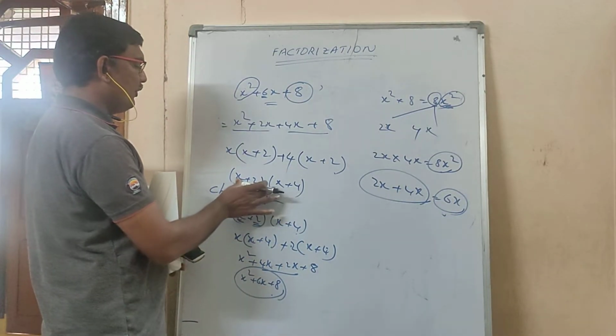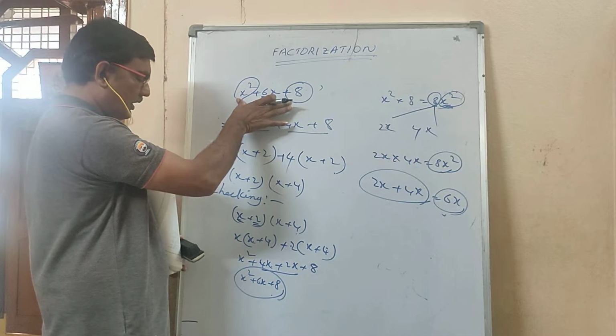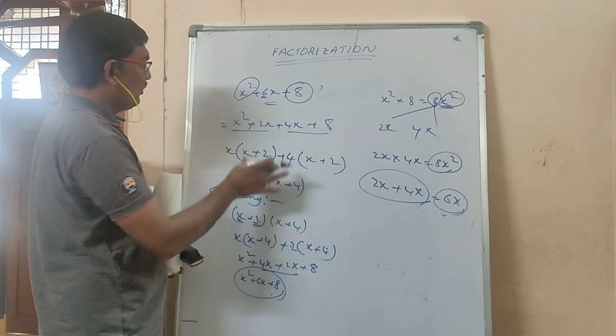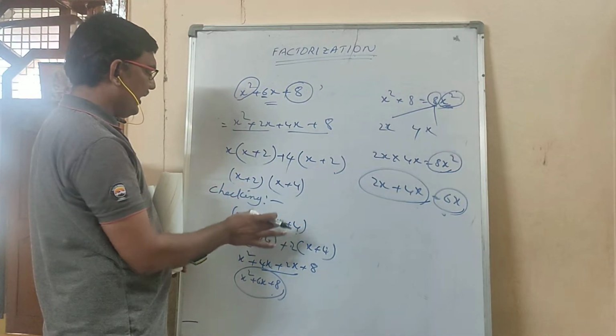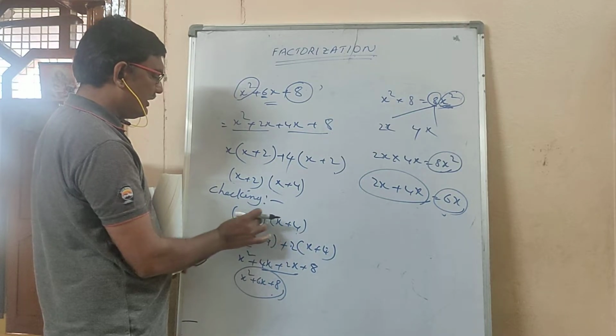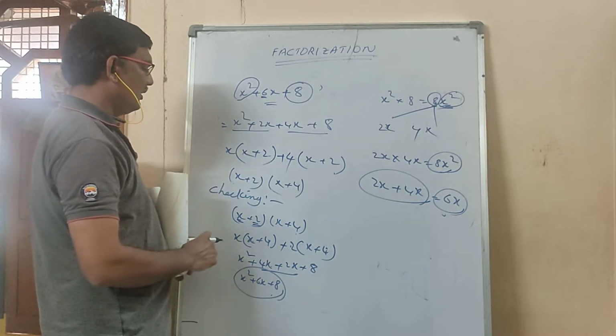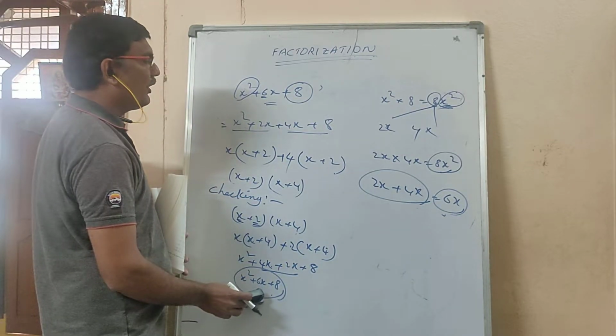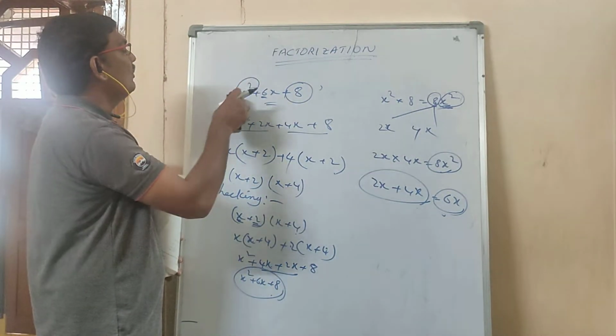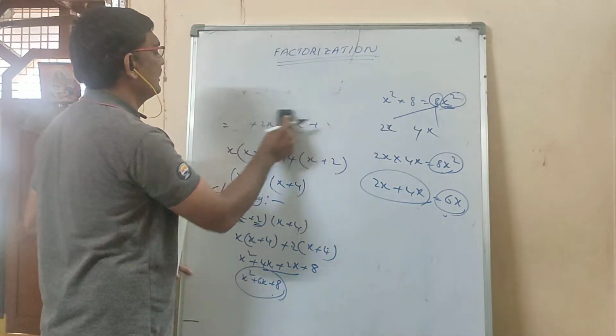See, these two if you multiply, you are getting this question or not? So the question we split like this, and again if they give the answer, meaning the product, if you multiply you have to get the question. So this checking is important for us. Now we will do some more problems.